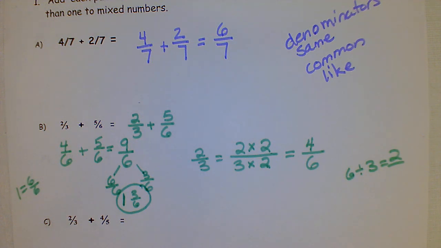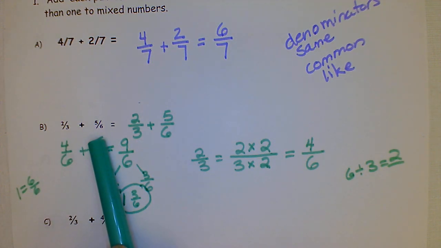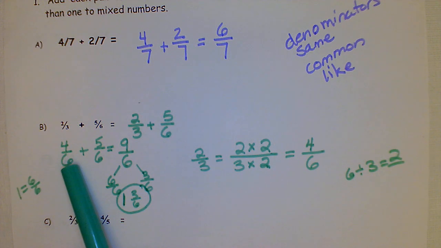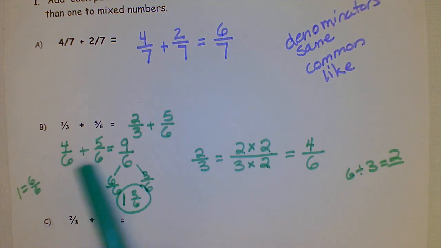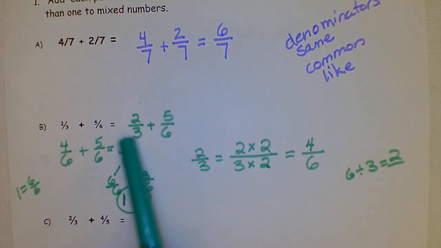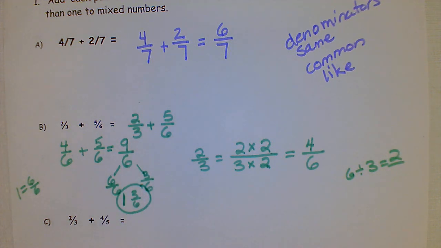So 2/3 plus 5/6, I converted 2/3 into 4/6. I added them, and then I went ahead and converted this fraction greater than 1 into a mixed number.